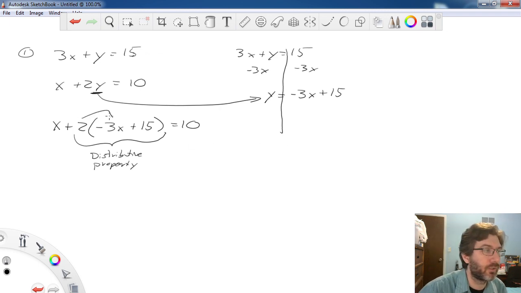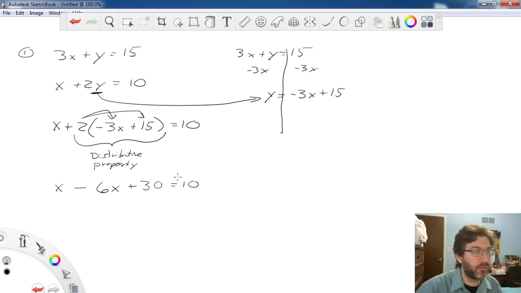So you're going to be doing 2 times negative 3x, and we're not touching this x. 2 times negative 3x is going to be negative 6x. And 2 times positive 15 is going to be positive 30, equals 10. And then you can clean up your signs here. This is just going to be subtraction. And then you can continue solving for x. So it is taking what we did last chapter and applying it here as well. You have to keep that together.